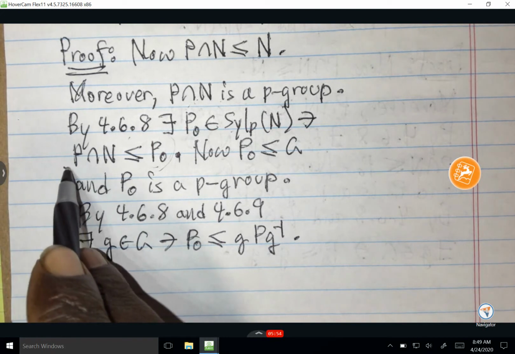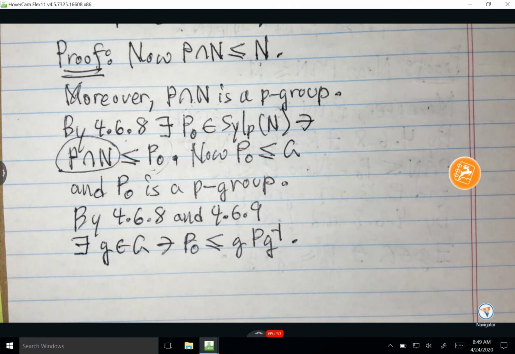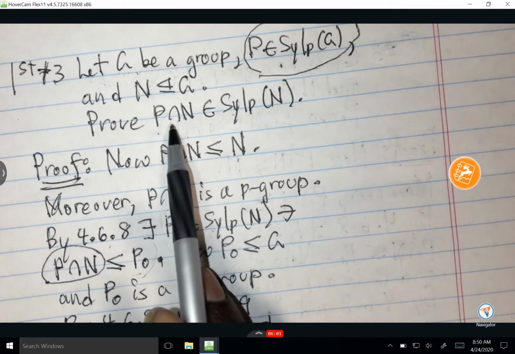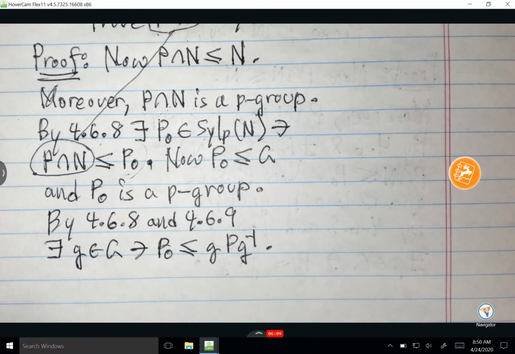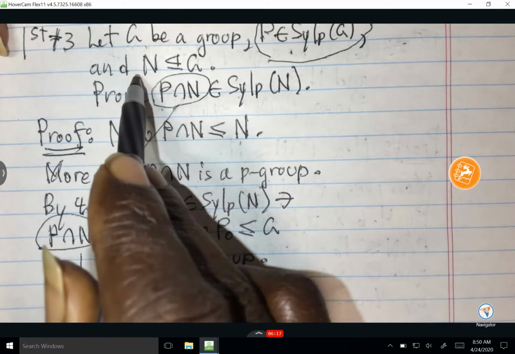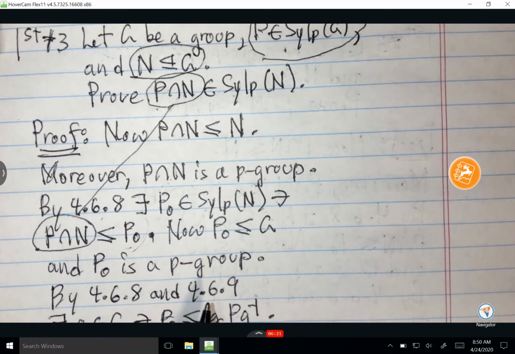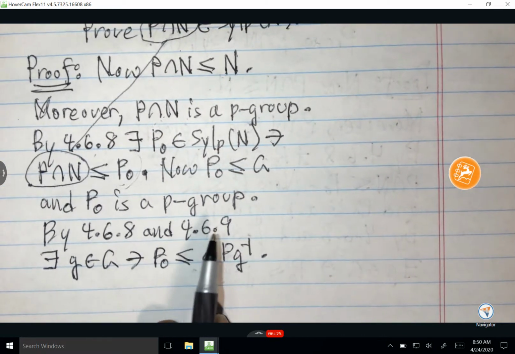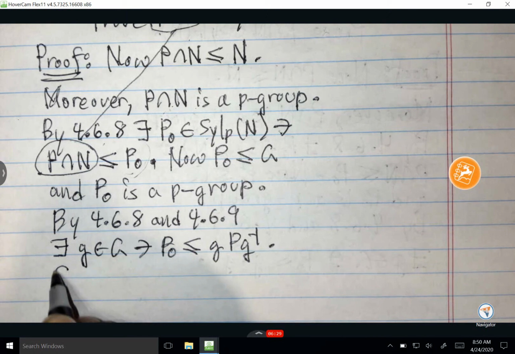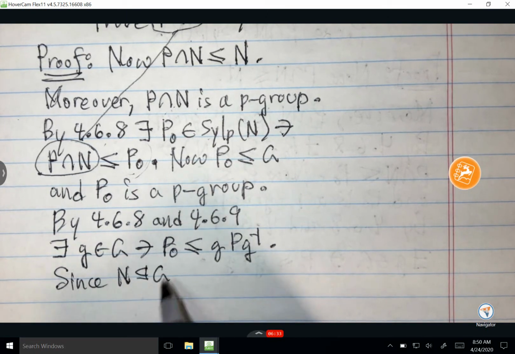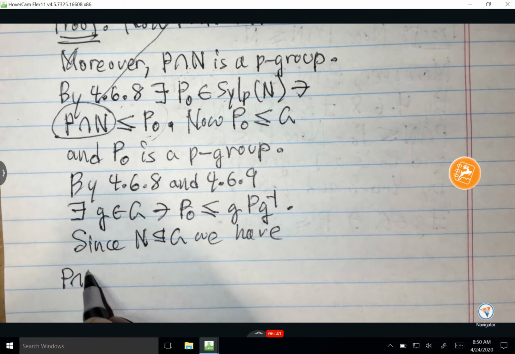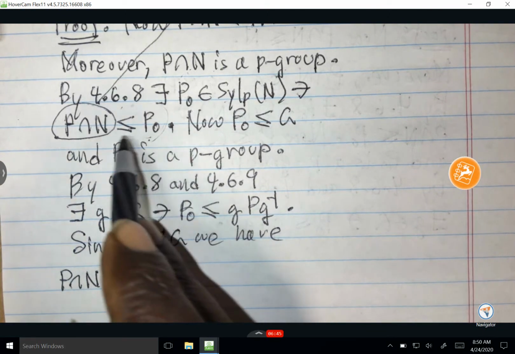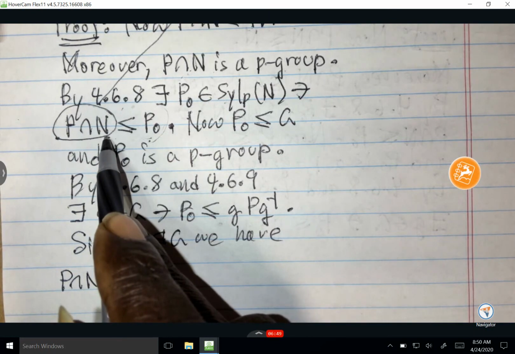Now I'm going to start to look at this subgroup, P intersect N, the subgroup we want to show is a Sylow p-subgroup of N. Now it's time to start to focus on him. He's in several spots right now. And also, now it's time to use the normality of N, from a previous problem on this homework set. So I'll say it this way. Since N is a normal subgroup of G, we have P intersect N. Where is that? Well, from here it's in P0.